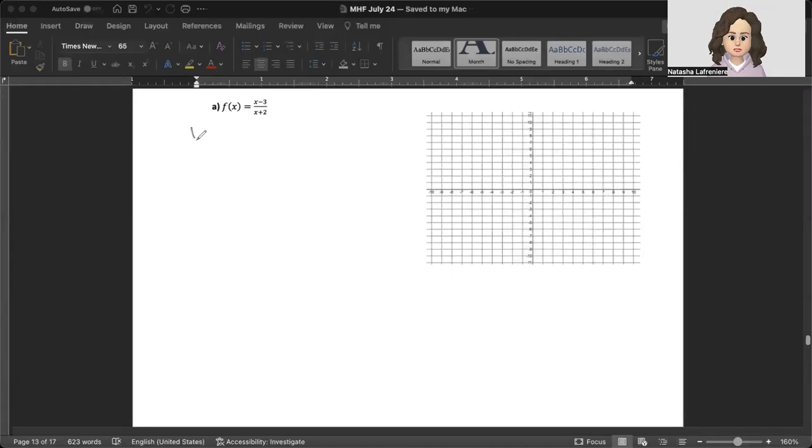So to start off, we want our vertical asymptote. By doing so, you're setting your bottom part, so your denominator, this guy, to 0, and you're going to solve for x. And so this is your vertical asymptote. So here we've got an asymptote that goes this way.